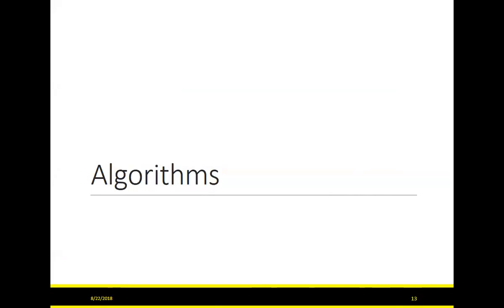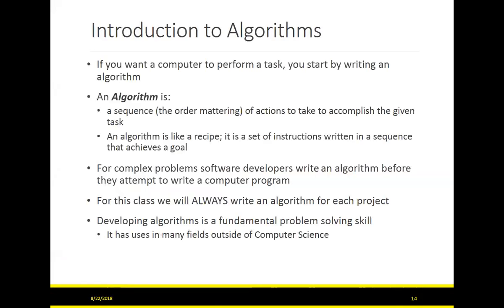Everything. Okay. So, if you want a computer performance test, just start by writing an algorithm. We talked a little bit about that last time, but it's really a sequence of instructions. You're going to do this and this and this and this and that. Okay. It's like a recipe. It's a set of instructions written in sequence. Okay. But unlike a recipe, you've got to be very precise in what you do.